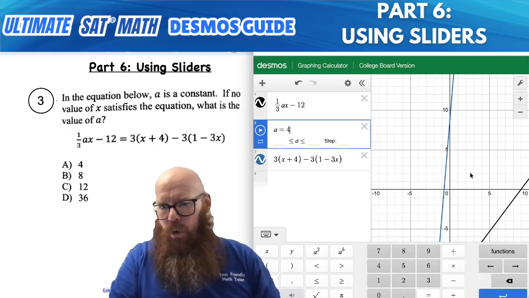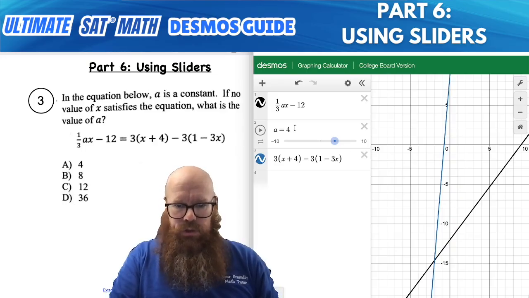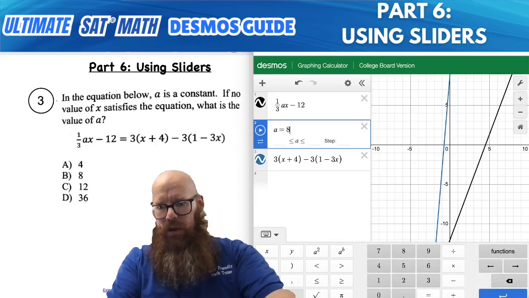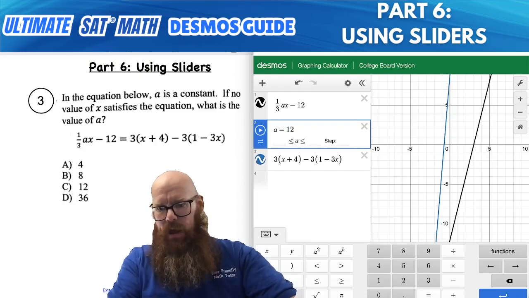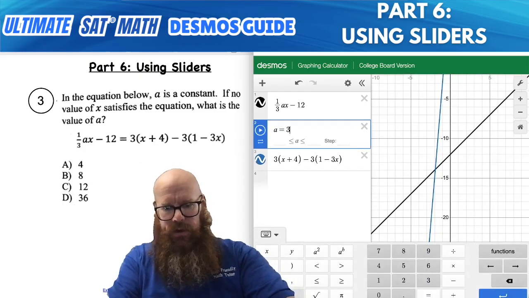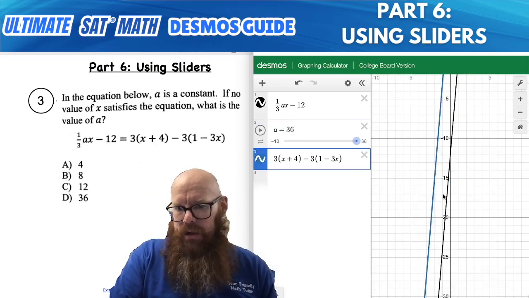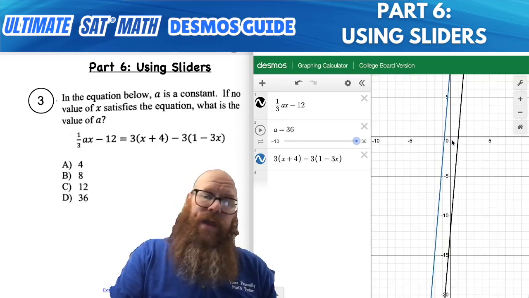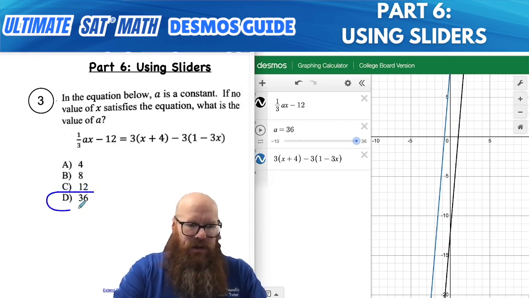So if I put in 4, I can see that there is an intersection point, so there is a solution. So that's wrong. And then I look at 8, and that looks like an intersection. Then I put in 12, and there is an intersection. So then when I put in 36, I get a pair of parallel lines here, and there will never be an intersection, so therefore there's no solution when A is 36. So my answer is D.